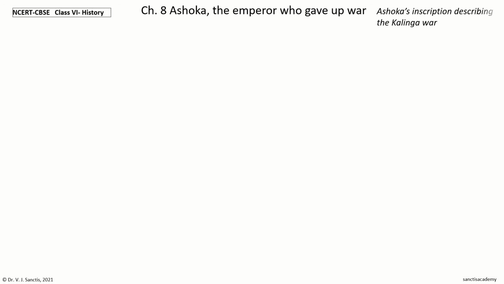NCERT CBSE Class 6 History Chapter 8 Ashoka, the Emperor who gave up war. And in this video, we will learn every point in the section Ashoka's inscription describing the Kalinga War. This comprises 19 questions. Question 1.